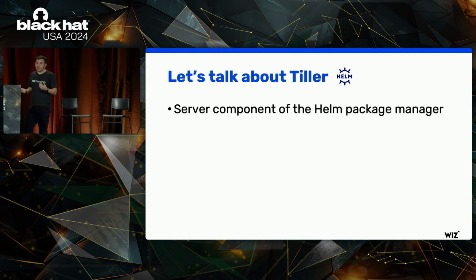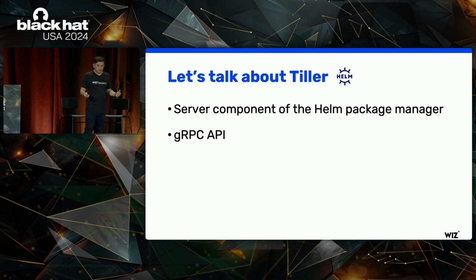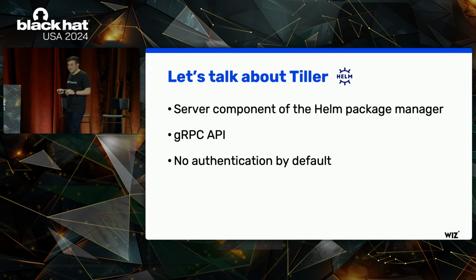Helm is a very popular package manager for Kubernetes, and up until version 2, it used to have a server component to it, which was called Tiller. Tiller was the server of Helm. Now, the way the server works, it has an API, a gRPC API, as Kubernetes loves to do. And once again, this API does not require any authentication by default. A little pattern for the services we found here.